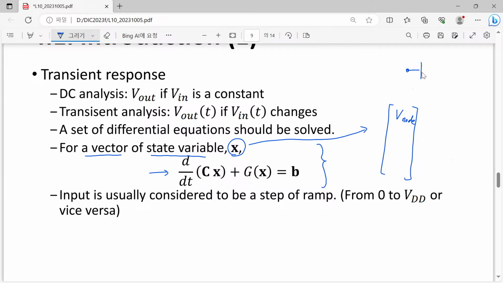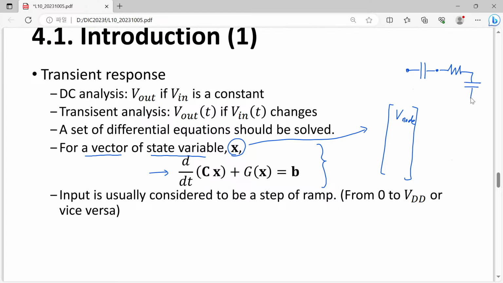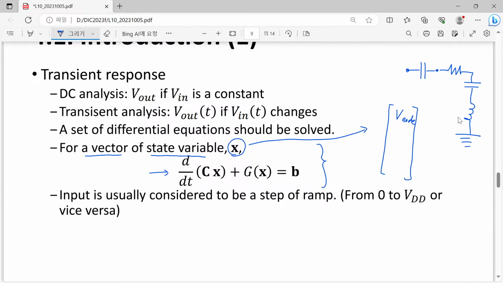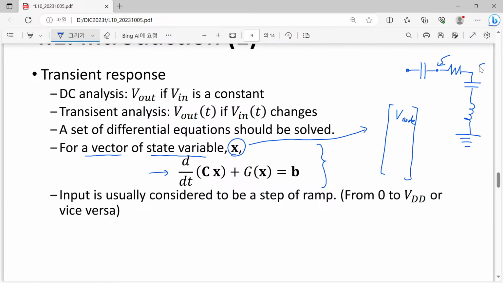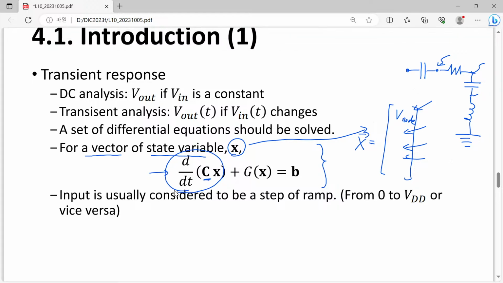So if we have a capacitor and resistor, or capacitor or inductor, and so on, then we can define certain nodes here, and these voltages are regarded as entries of this state variable vector x. If it is connected to a capacitor, then we will have this kind of time differential operator. And if it is related to a resistor, then there will be this current term, the conduction term.